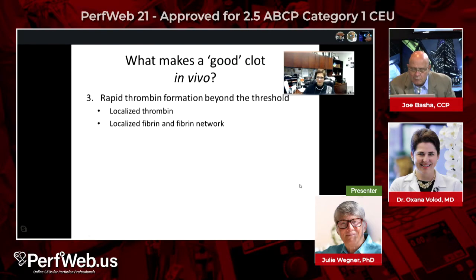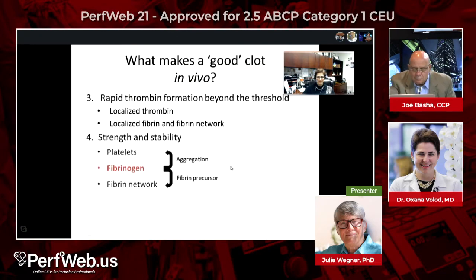All right, next is rapid thrombin formation beyond that threshold. And what happens there? You get localized thrombin generation. And once you get localized thrombin generation, you get localized fiber and fiber network creation, or structural formation. So that's important to make sure that you have the stability of the clot. And then finally, you get strength and stability. Here it demonstrates that for strength and stability, you need platelets, fibrinogen, and that fibrin network.